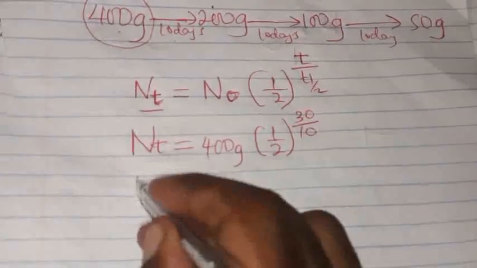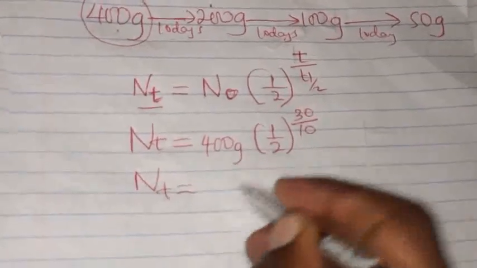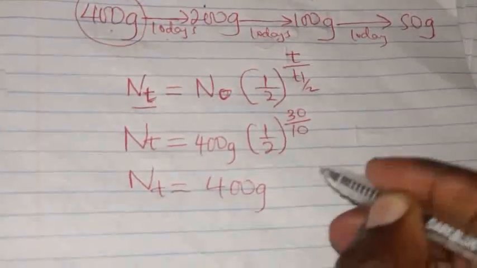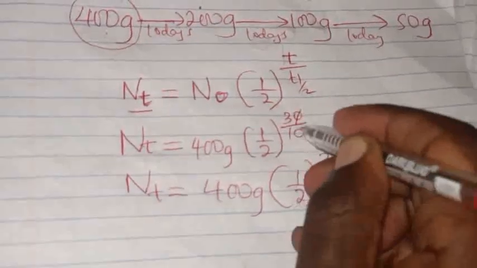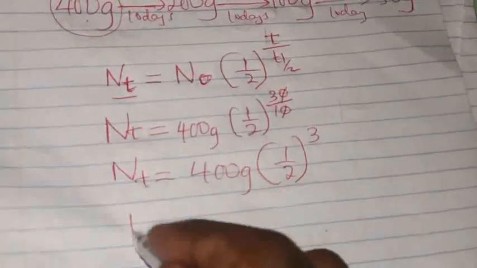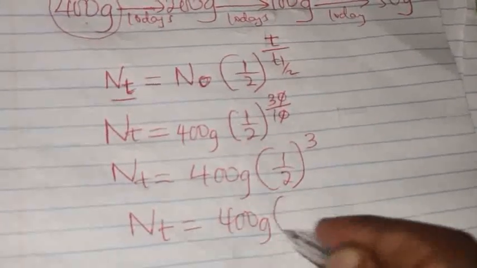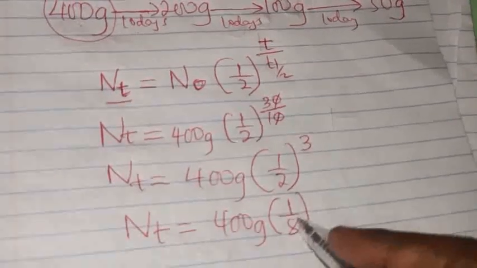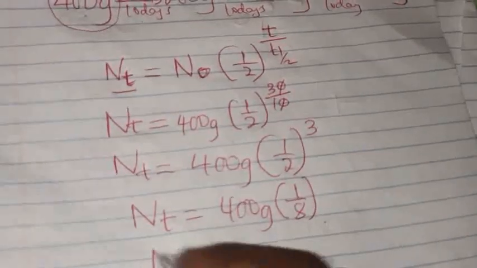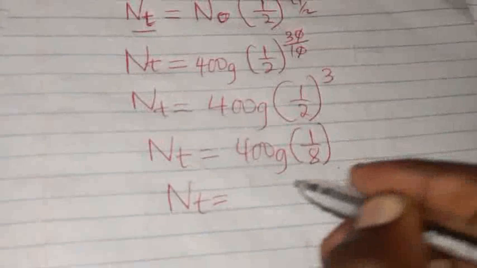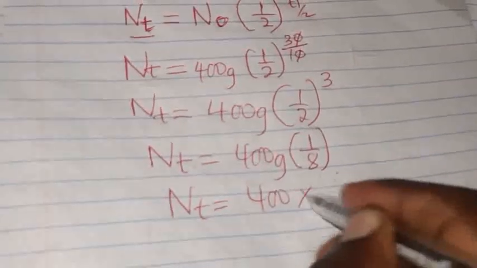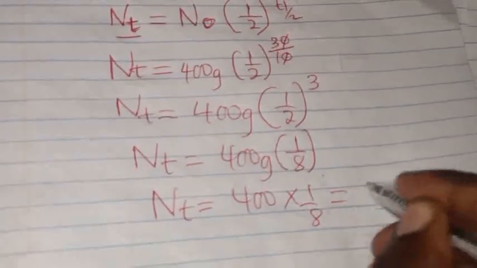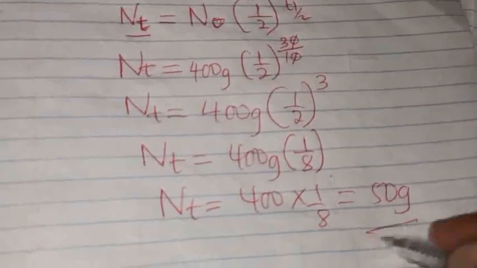So we're going to have final mass Nt as 400 grams into a half raised to 3, because this 0 and this 0 will cancel. So the final mass Nt will be equivalent to 400 grams into 1 over 8. That is, a half raised to 3 is 1 over 8. So the final mass is 400 grams times 1 over 8, and that gives us 50 grams.